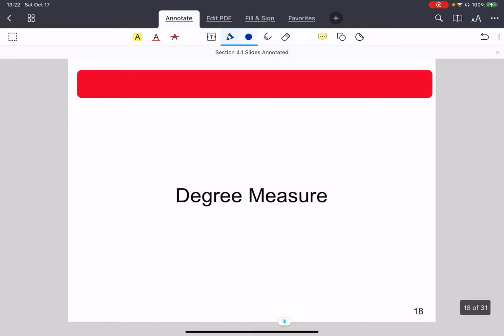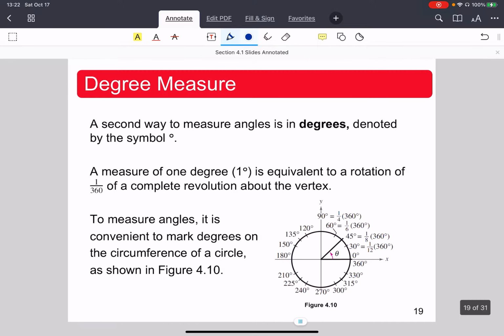All right, so now we talk about degree measure. A second way to measure angles is in degrees, and we denote this by this little circle symbol. A measure of 1 degree, represented as 1°, is equivalent to a rotation of 1 over 360 of a complete revolution about the vertex.